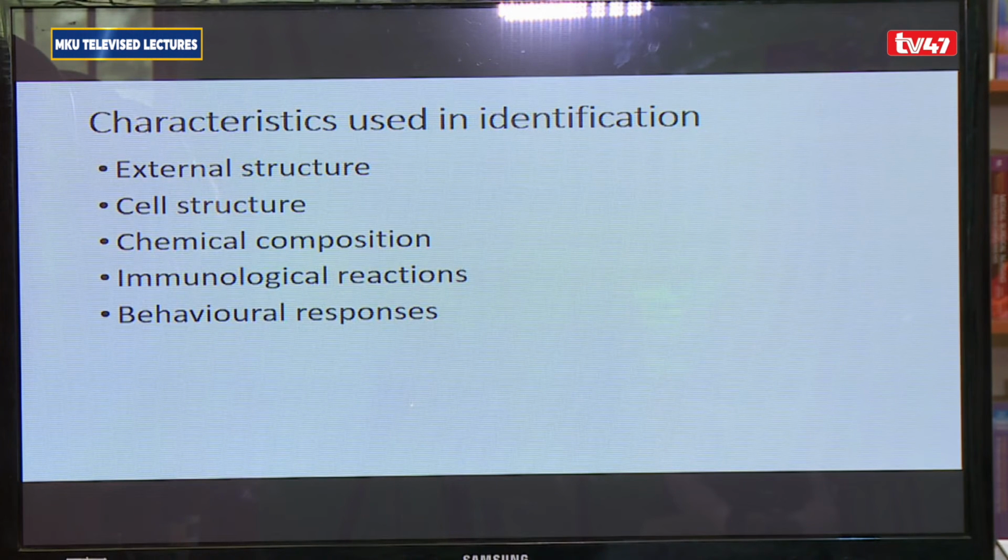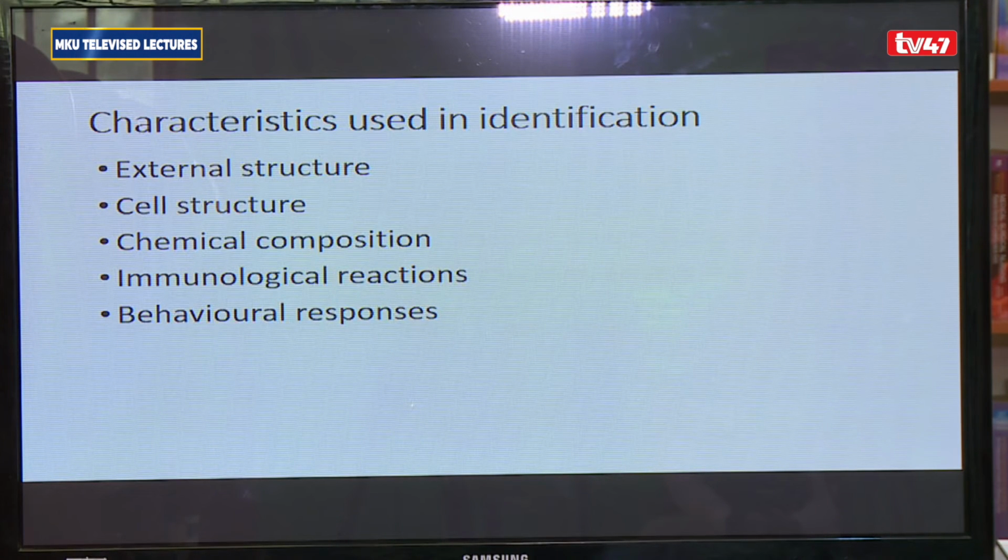We can make use of things like the chromosomes, the number of chromosomes in the nucleus of the cell. So the chromosomes can be used to identify different organisms and distinguish them from one another.